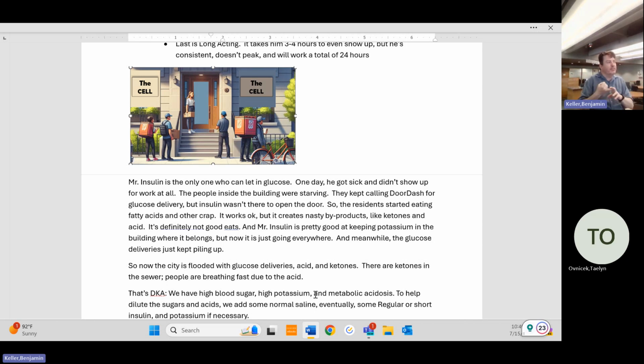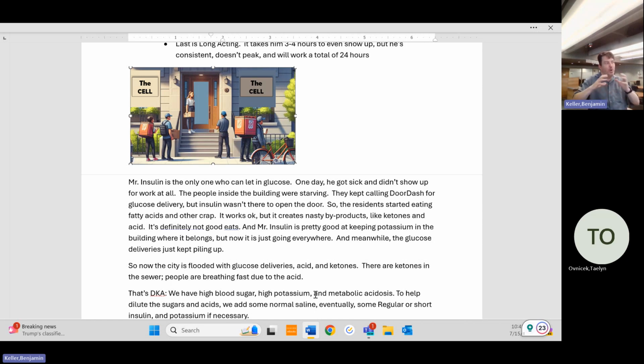So insulin is what lets us bring glucose into the cell. Oftentimes with DKA, that's what precipitates a crisis. Someone will get sick and they will end up needing more insulin, and they don't necessarily give it to themselves or they don't give themselves enough.